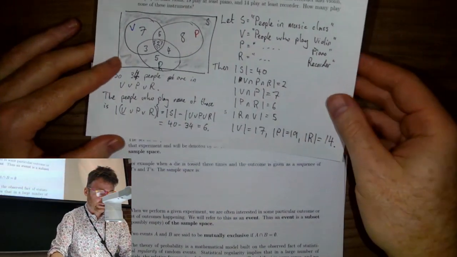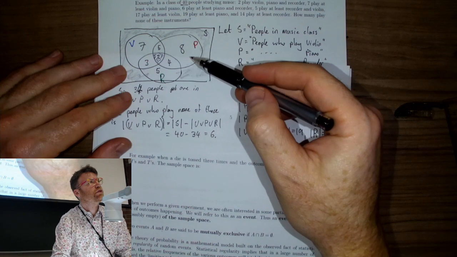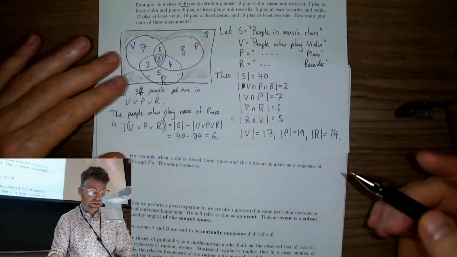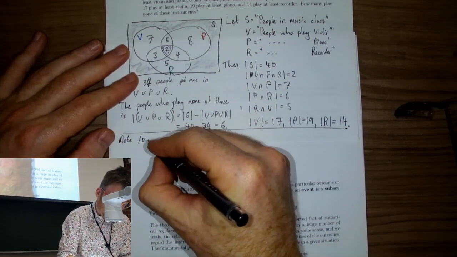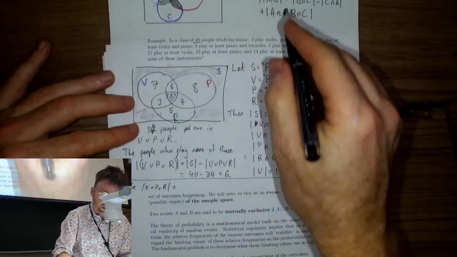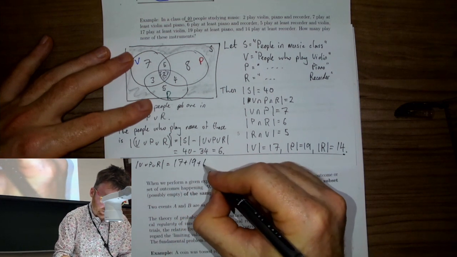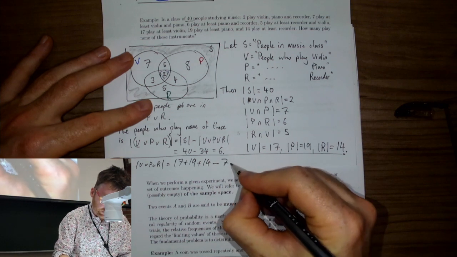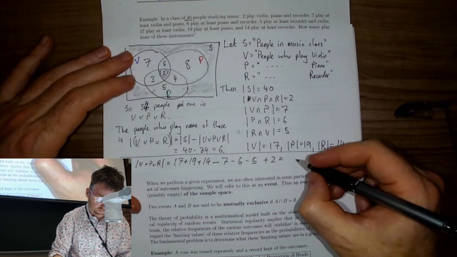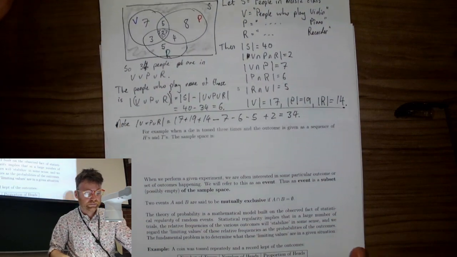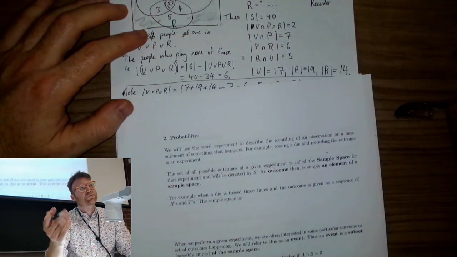Okay. Maybe I should mention, I applied the inclusion-exclusion principle in this kind of visual way. I encourage you to do that. That's a nice way of doing it. But you can also just straight up apply the formula. Note that V union P union R is equal to, just apply the formula, 17 plus 19 plus 14 minus the intersections plus 2. It's 34. So you could have done it just by straight up applying the formula. I kind of like the visual way of doing it. Up to you how you want to do it.